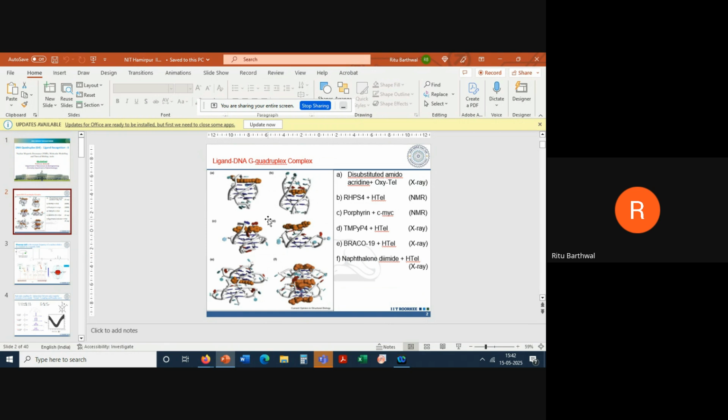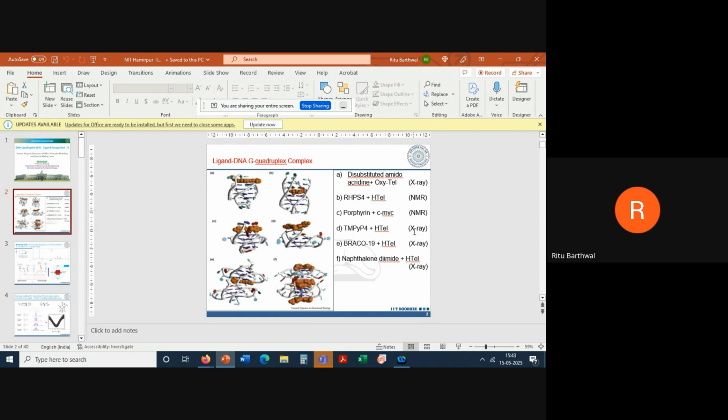structural techniques, there are two major classical techniques, X-ray and NMR. Here are some of the studied complexes which are thoroughly studied and their structure is known. You can see RHPS4, porphyrin ring, TMPyP4, BRACO19 is again a trade name, naphthalene diimide. These are some of the ligands, and the DNA which has been studied is c-MYC, which is a promoter of oncogene, and HTEL stands for human telomeric.